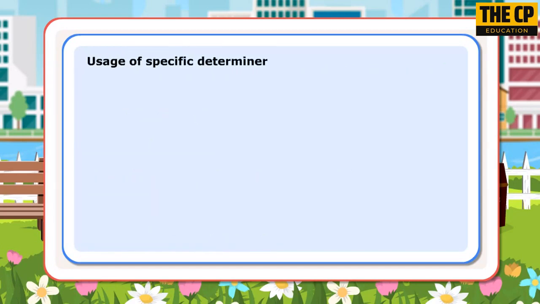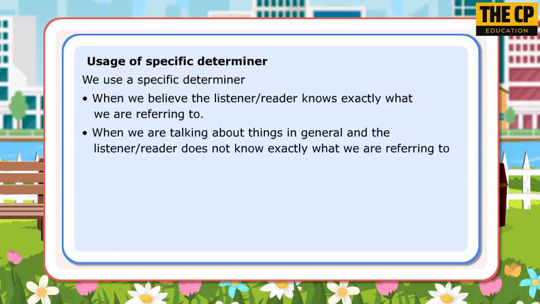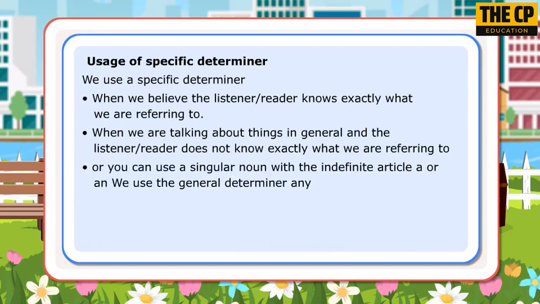Usage of specific determiner. We use a specific determiner when we believe the listener or reader knows exactly what we are referring to. When we are talking about things in general and the listener or reader does not know exactly what we are referring to, or you can use a singular noun with the indefinite article a or an.